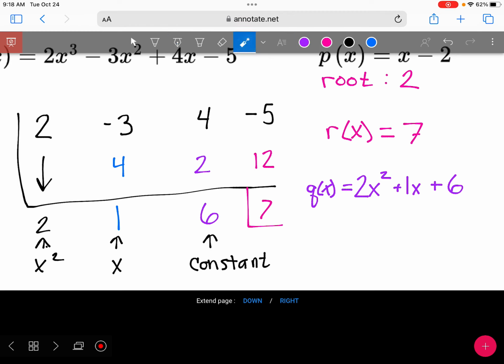So it would just be that, so you're just going to go right to left. It's always your constant on this end, and then x squared, it could be x cubed, x fourth, it just keeps going.